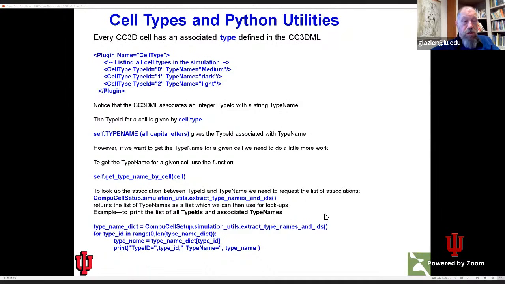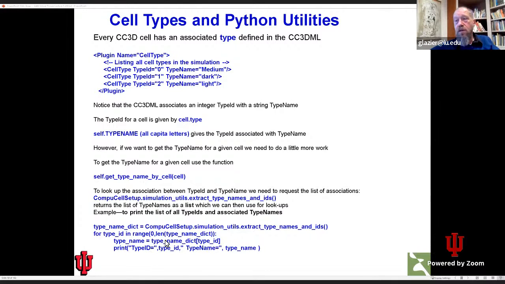When I was reworking the cell sorting code, I was trying to do this so it automatically labeled the graphs with the names properly. It's not hard to do it, but it does take a little bit of Python fiddling. There is a utility called extract type names and IDs, not very elegantly named, which will return to you a list which is the list of type names as a function of the number.